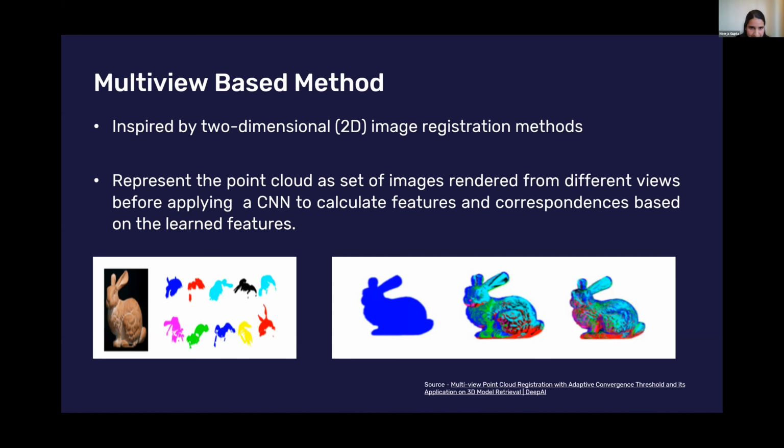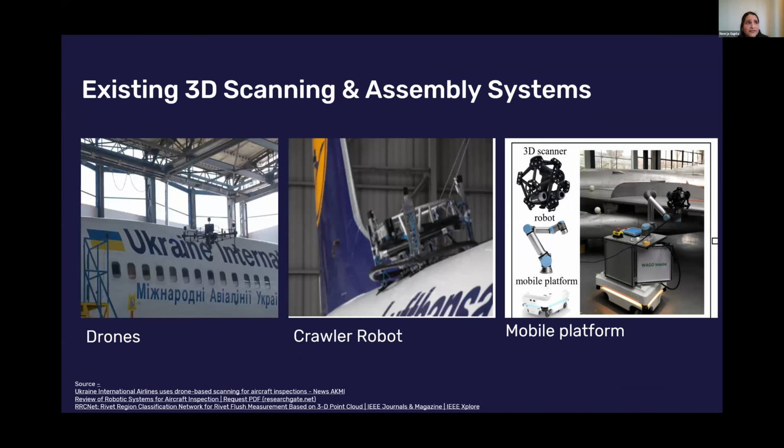There's a lot of research going on in the market for 3D scanning and assembly systems, especially for the aerospace industry. There are drones, which take a scan of the wing with the help of a vision system while moving around the wing. And then they use some registration technique to assemble those scans to generate the original image. Then there are crawler robots, which crawl over the surface and perform the scanning and inspection process.